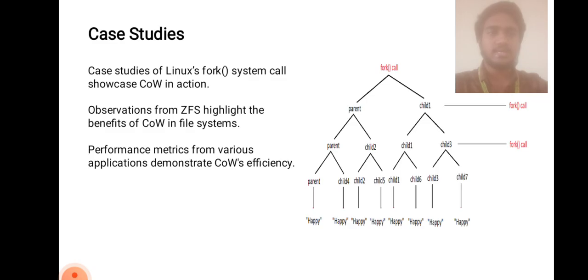Fork calls. We divide the fork into parent and child. Then the parent is again divided into parent and child 2, then into parent and child 4. The fork function works for the parent and child combination.